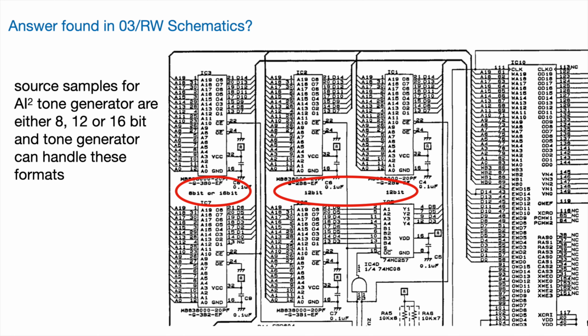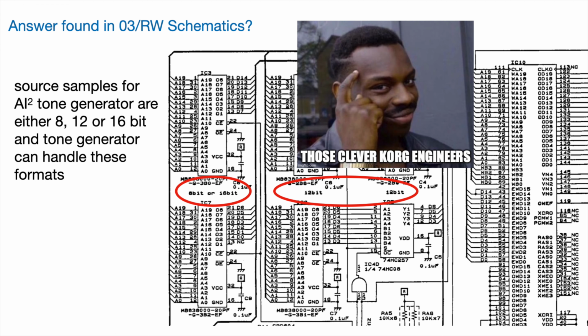But perhaps a clue can be found in the schematics of the 03RW module, which uses the same tone generator IC as the 01W. Here in the schematics, the sample ROMs are split between those that provide 12-bit based samples and those that provide 8 or 16-bit based samples. So this might be how Korg crammed more samples into less ROM by storing them as 8, 12 or 16-bit wide samples depending on the quality needed. Very clever.